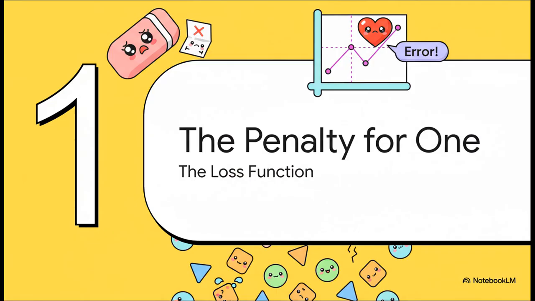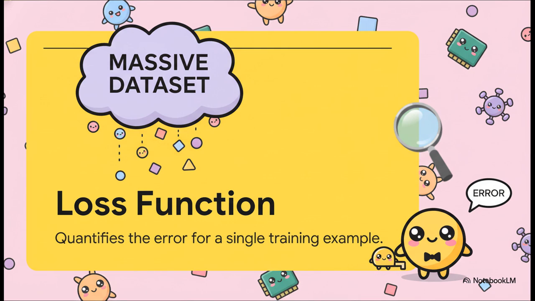All right, let's start at the smallest possible scale. We're talking about a single individual mistake. This is the world of the loss function. So picture your giant data set, right? Thousands, maybe millions of data points. The loss function doesn't care about all of them at once. Nope. Its job is to look at just one of those data points, just one image, one row of data, and figure out the error for that single prediction.